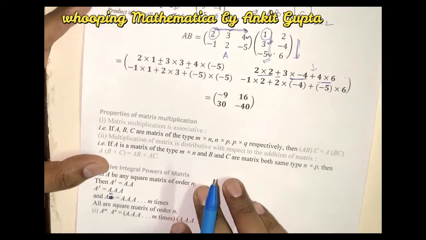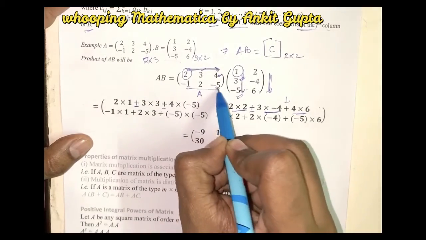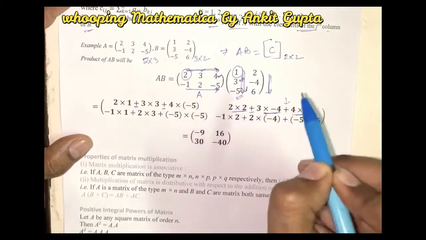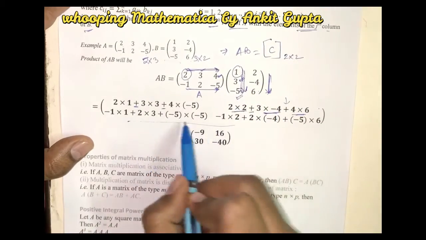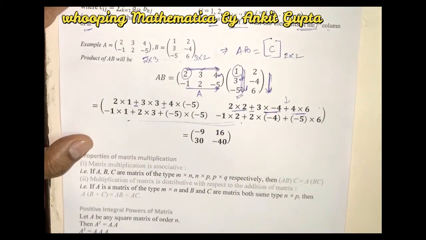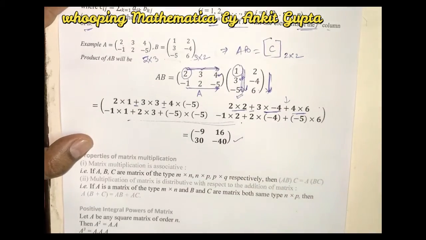Now the next thing that we will be doing is multiplying the second row with the first column, similarly the second row with the second column, and these are going to be the elements which we are going to get in the product. So your final answer will be minus 9, 16, 30 and minus 40.